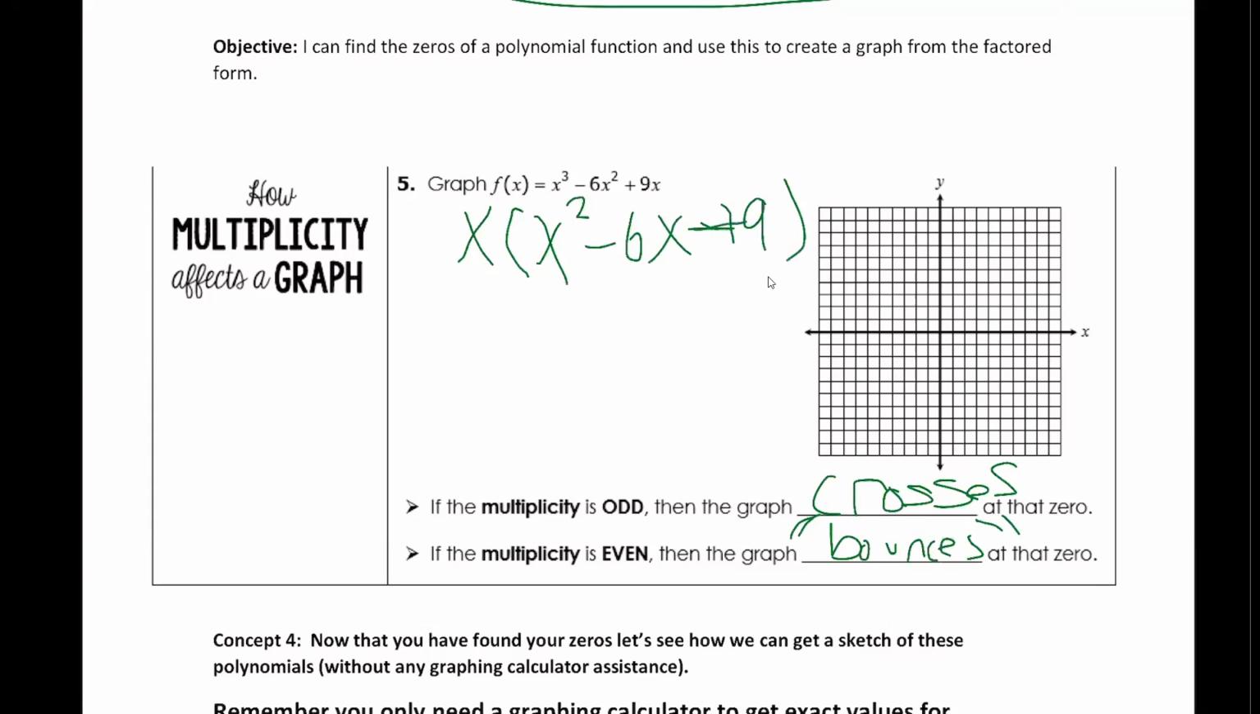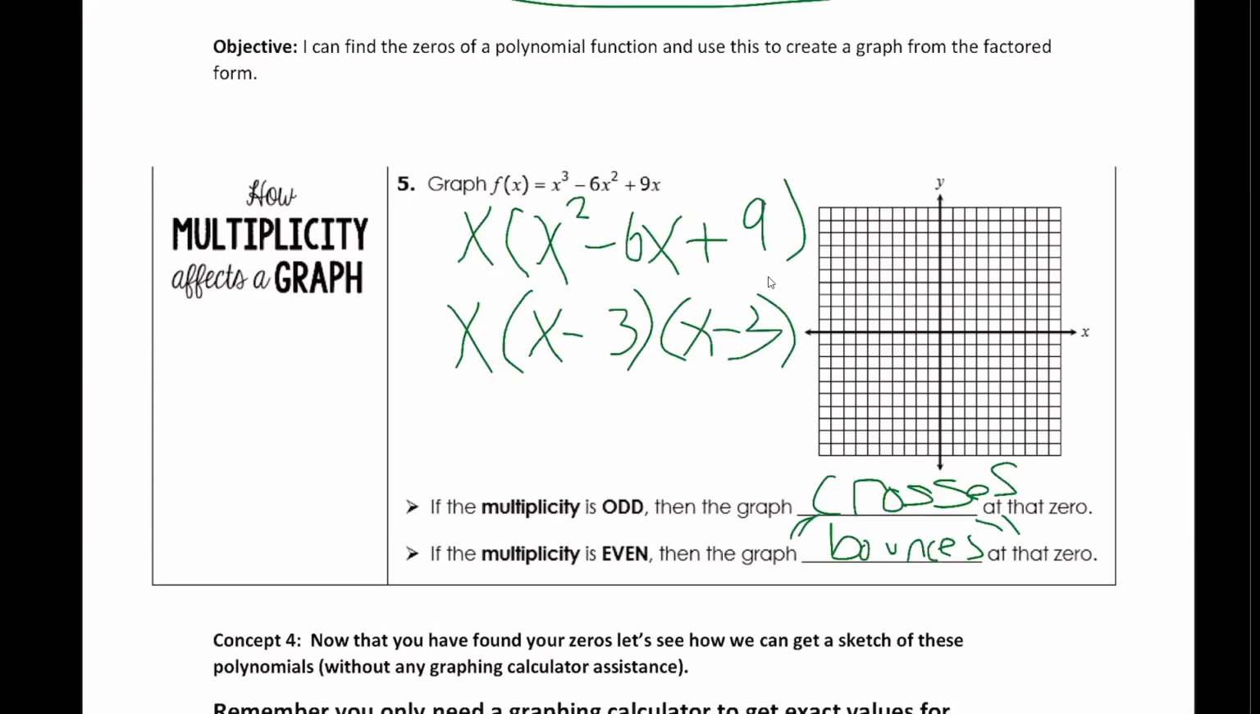Because a lot of times, not always, what you get inside your parentheses is something you might be able to factor. So we could factor this trinomial on the inside. What multiplies to 9 and adds up to negative 6x? Well, that would be minus 3 and minus 3.